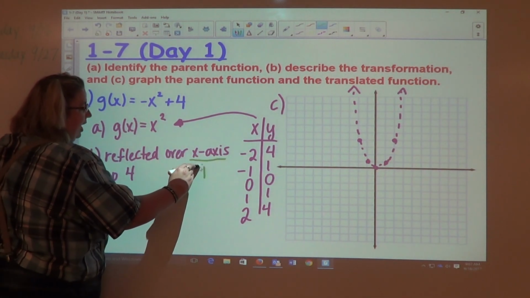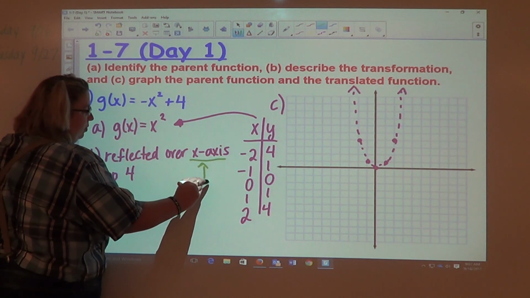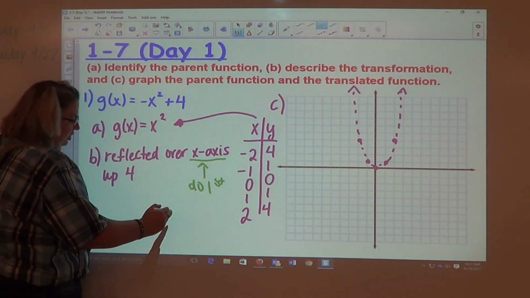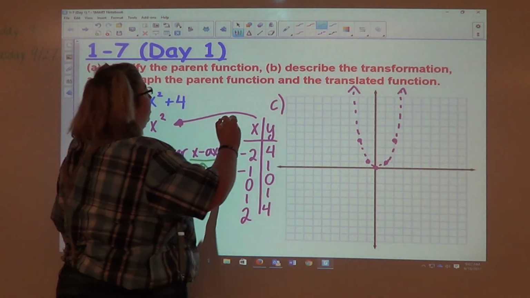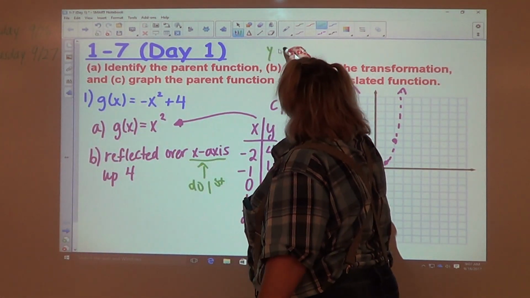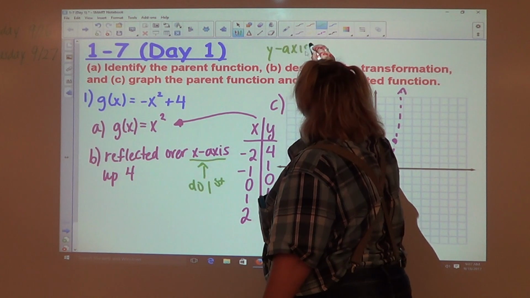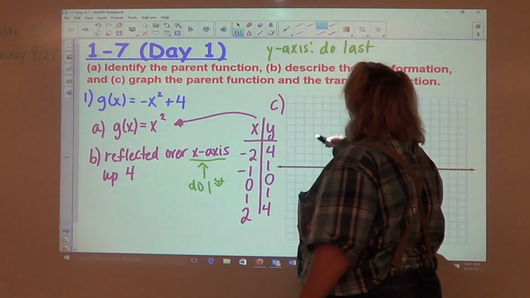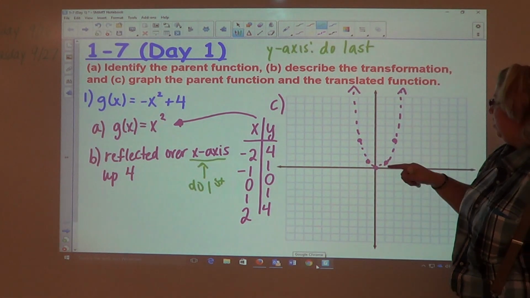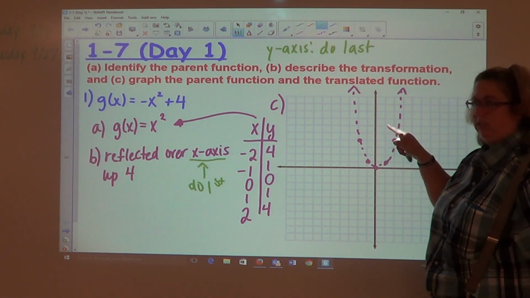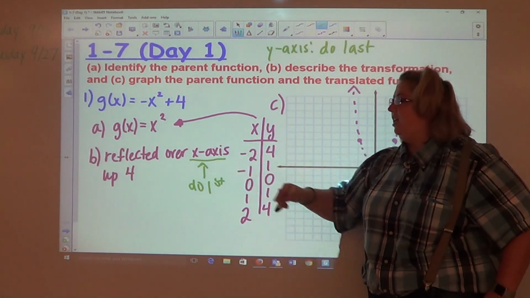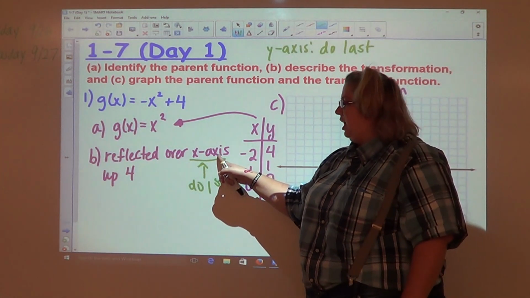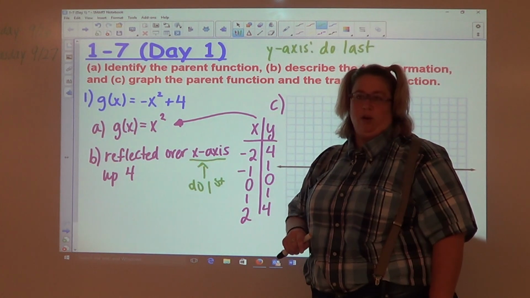If it's reflected over the x-axis, you have to do this first. If you see reflected over the y-axis, so I'll put that up here, if it's reflected over the y-axis, then you do that part last. So what we're going to do is take each one of these 5 points and do what it says in our transformation. So it says we're going to reflect over the x-axis and then we're going to move them up 4.